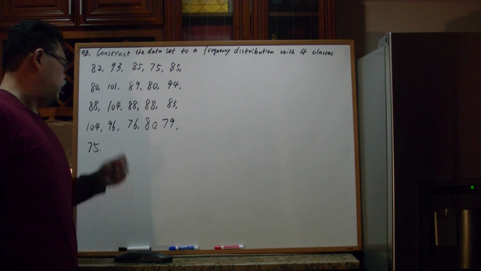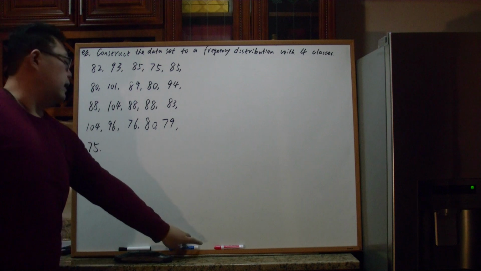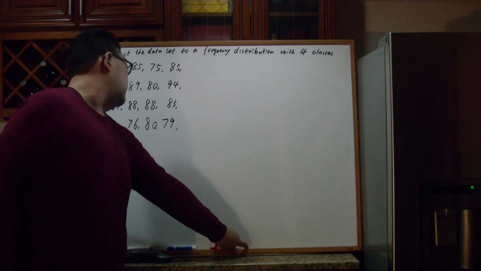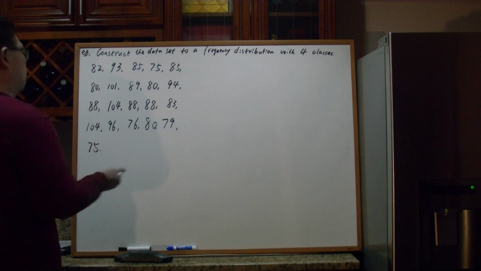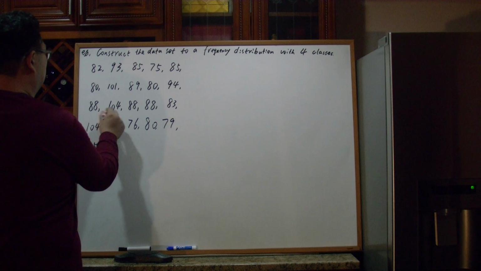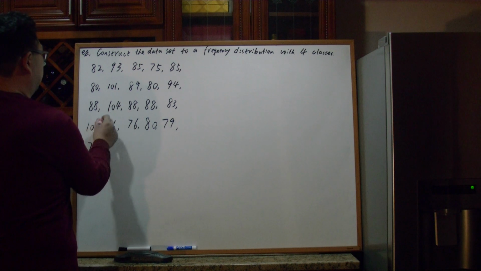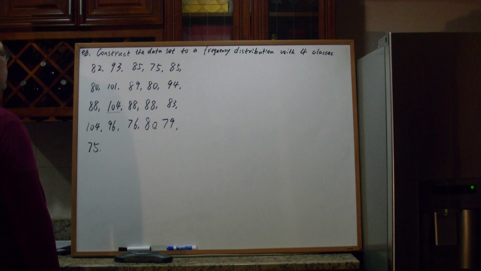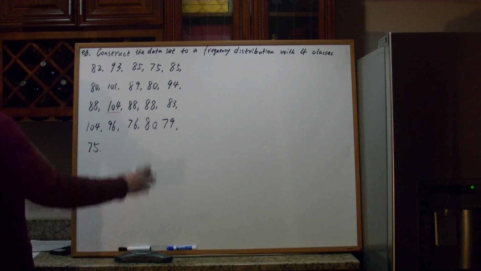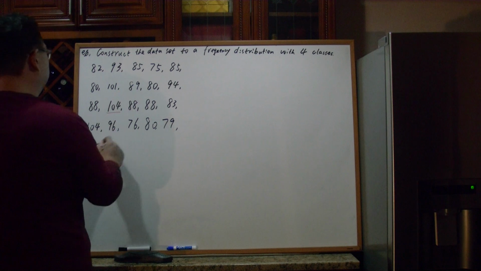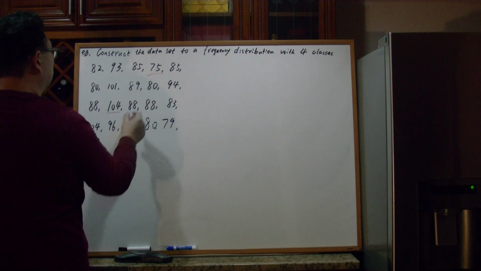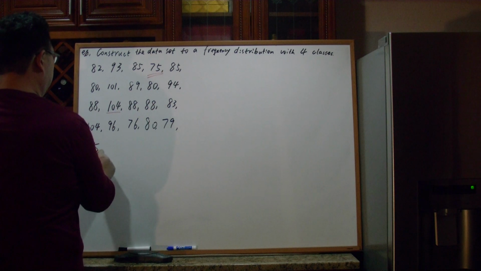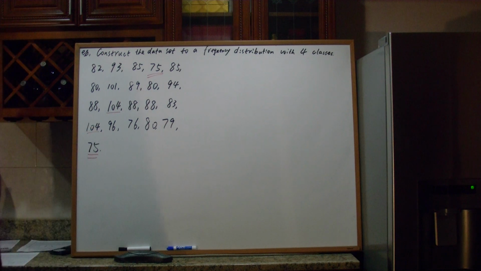21 input values. Then we can see the largest value we observe, we get two of the 104s, nothing bigger than 104. And the smallest value, we can see two of the 75s are the smallest. 104 is the largest, and 75 is the smallest.